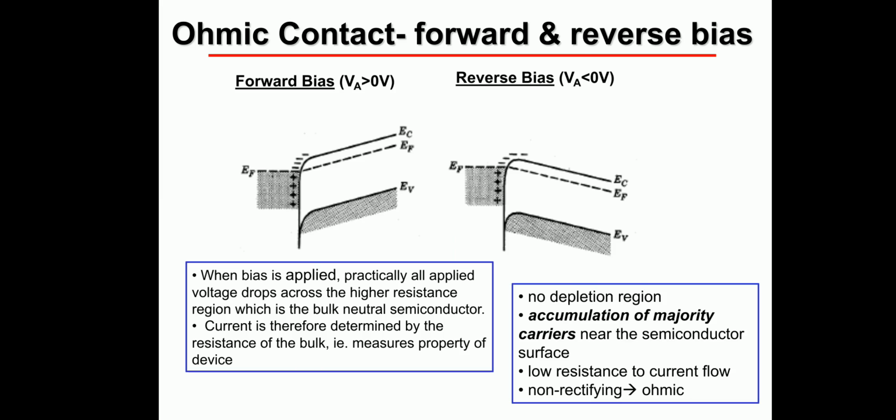When bias is applied, practically all the applied voltage drops across the higher resistance region, which is the bulk neutral semiconductor. So the current is determined by the resistance of the bulk, which is a measure of the property of the device. Whether it is forward bias or reverse bias, the accumulation of majority carriers near the semiconductor surface will happen because there is no depletion region. So there is a low resistance to current flow. So this acts as an ohmic contact, or non-rectifying contact.